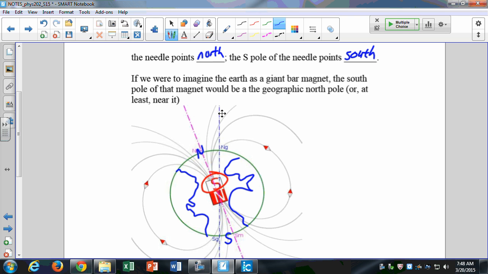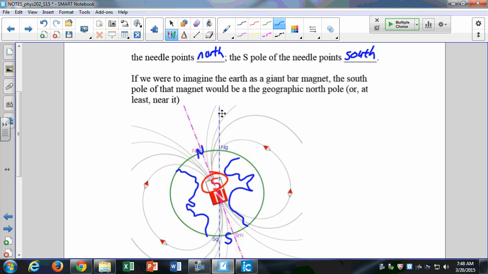Because if I have a compass, and the compass is just a magnet, the north pole of the compass points to the north pole, like where the polar bears are, and the south pole of the compass points to the south pole, where the penguins live. And that means that the south pole of the compass is actually pointing to the northern magnetic pole. The magnetic pole and the geographic pole are opposite.